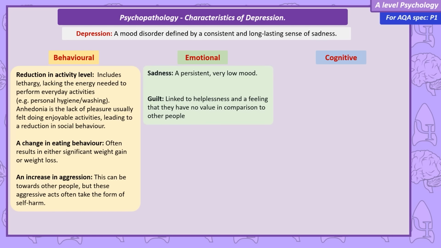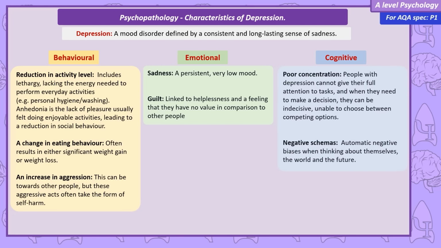Moving on to emotional characteristics. It won't surprise you that sadness is a defining feature of depression. This is a very persistent, very low mood. Other emotions can include guilt, alongside helplessness and a feeling they have no value in comparison to other people.